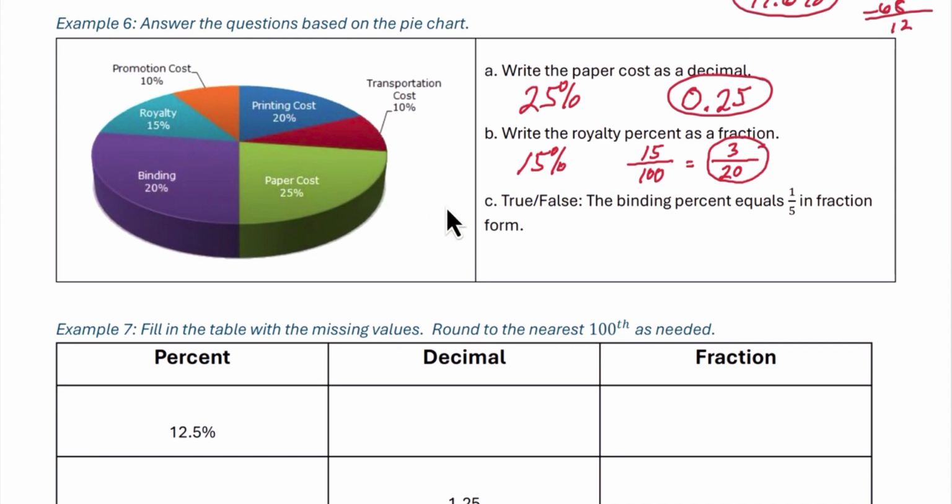And then part C, true or false. The binding percent equals 1/5 in fraction form. So binding, we have 20%. We're asking, is that 1/5? Remember to convert percent to a fraction. We write the number divided by 100, drop the percent sign, and reduce. We get 1/5, so this is true.